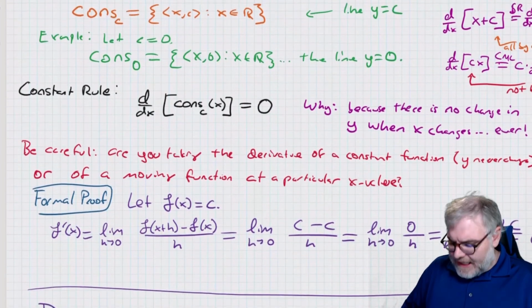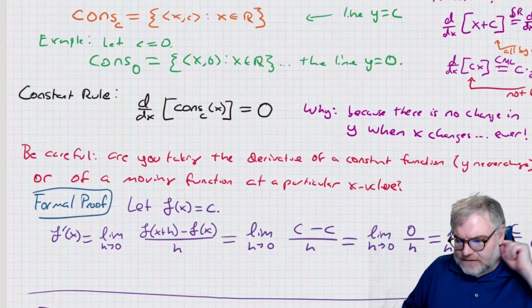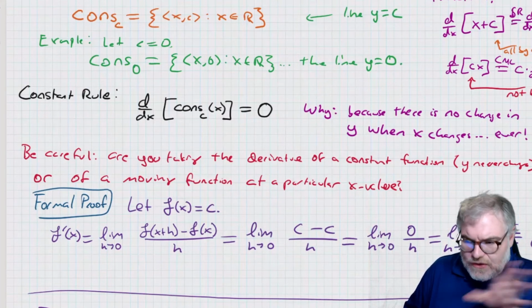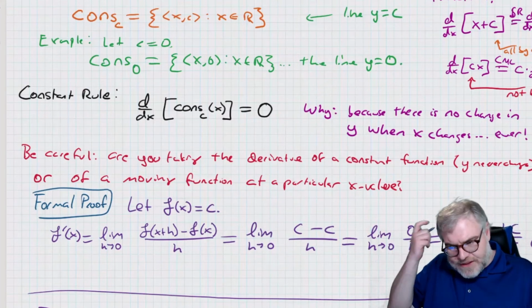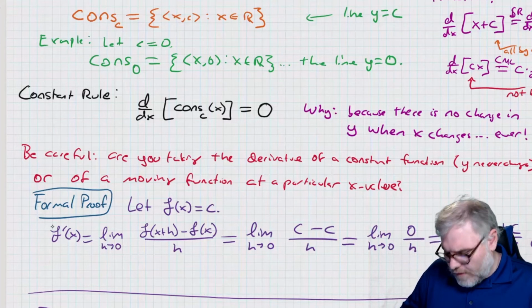Okay. Now, again, I never want to see that notation again. I just want it in the back of your head. Is c a constant or is c a function? The constant function or the constant number? Just keep it in the back of your head. All right. So here's the formal proof.